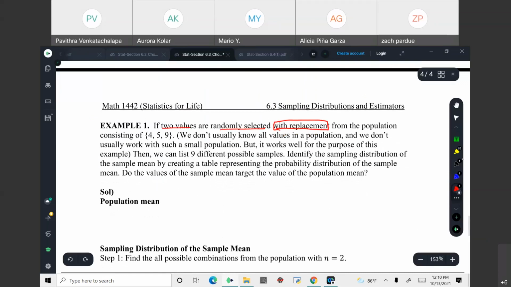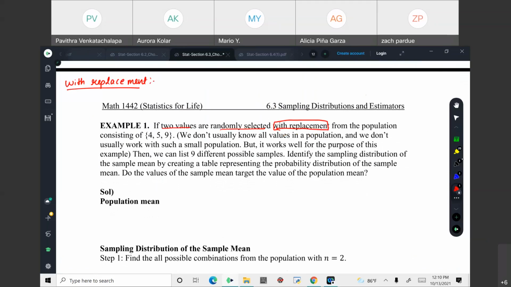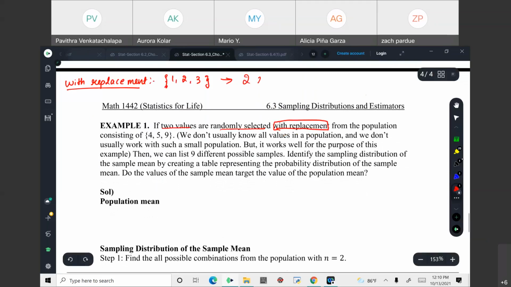Now with replacement. So what do they mean by with replacement? For example, if I say I have 3 numbers, 1, 2, 3, and I am telling you to select 2 random numbers with replacement. Now what do I mean by that?